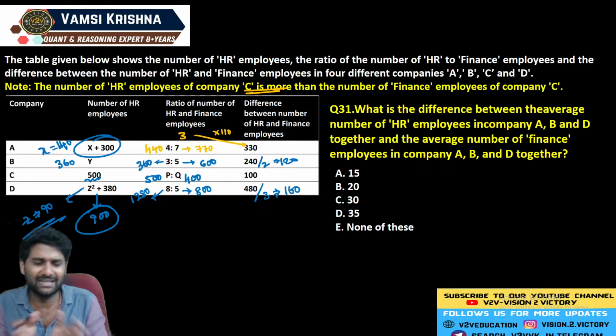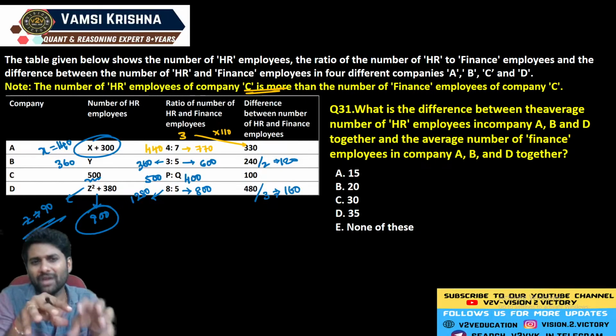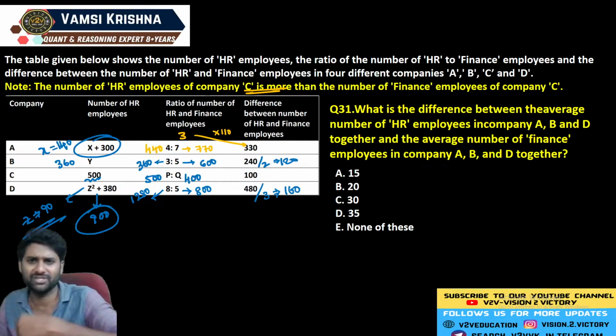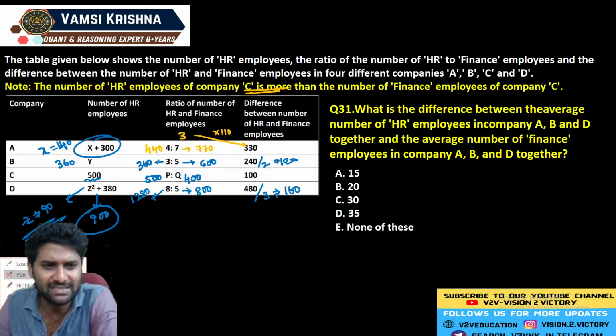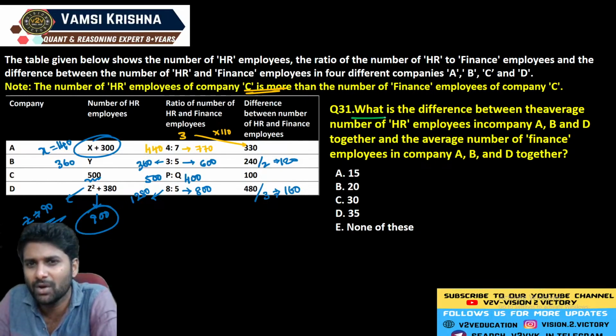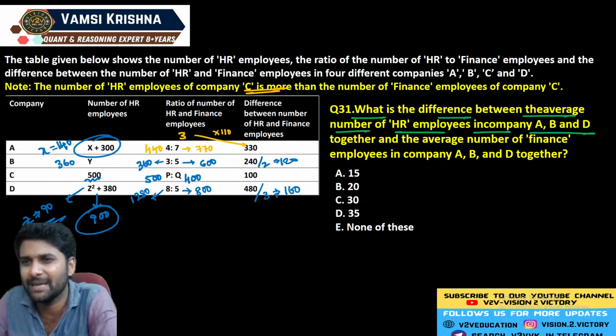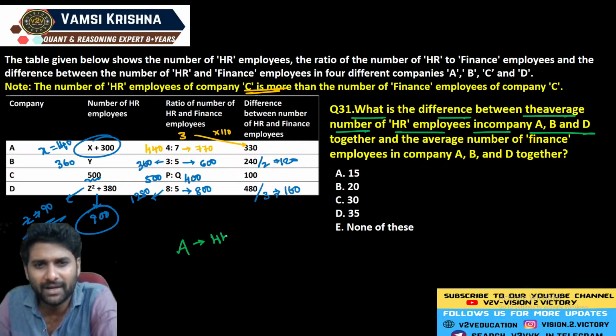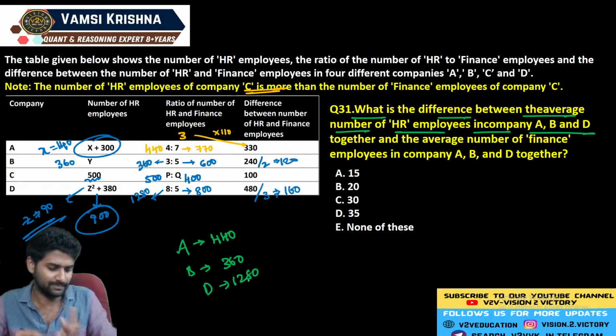See, this entire data interpretation needs your understanding of how we are taking the data from the table. Now, you already know each and every piece of information in the table. Just go through the questions. You will get the answers. Now, see the question. What is the difference between the average number of HR employees in companies A, B, D? So here A, B, D. See A, how many people are there? Check it out. HR people 440. B is 360. D is 1280. So these three numbers.